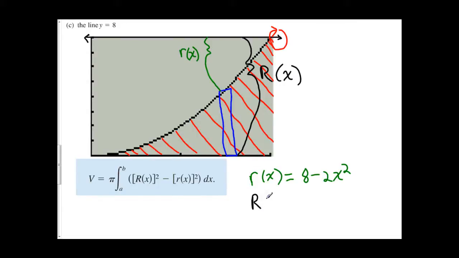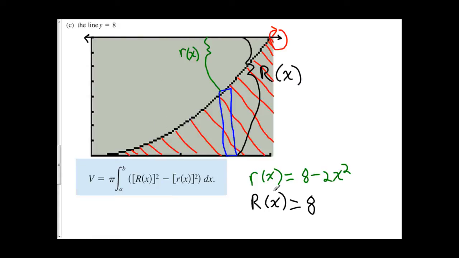Well, the uppercase R of x is always the same number. It's the distance from the axis of revolution to the x-axis. So the uppercase R of x is actually the number 8. It's always 8 units long. No matter where you are, the far part of the rectangle will have a distance of 8 from the axis of revolution.